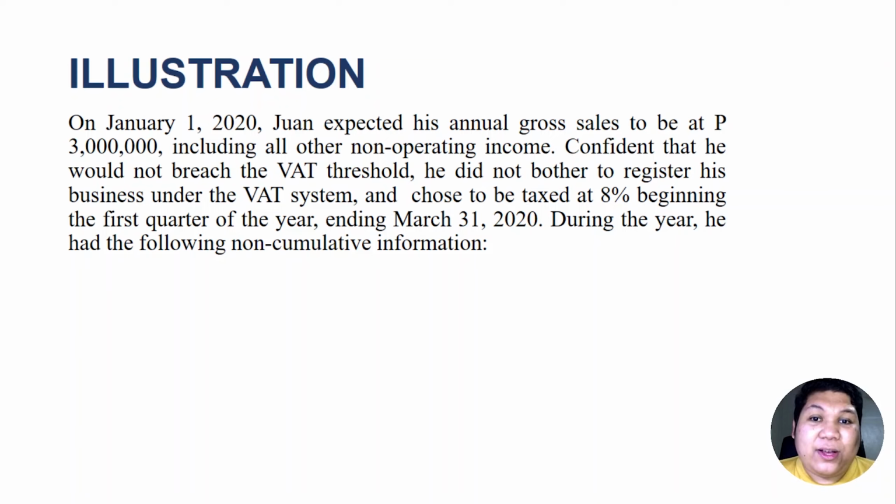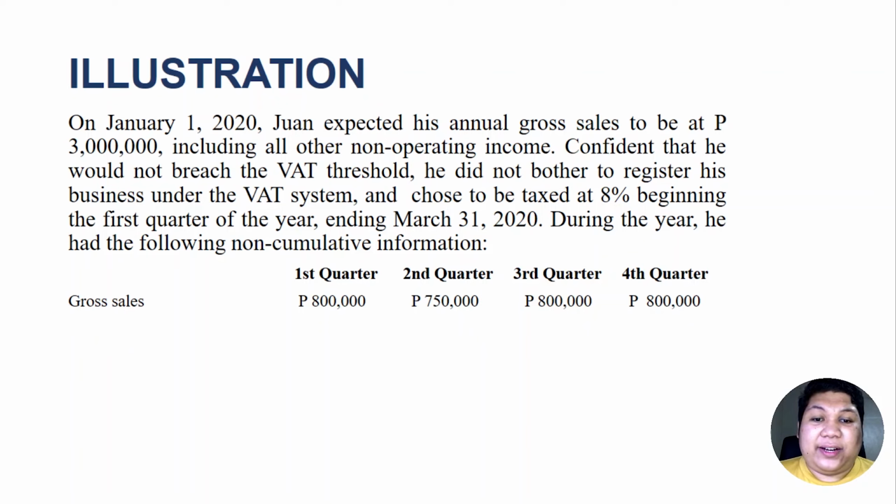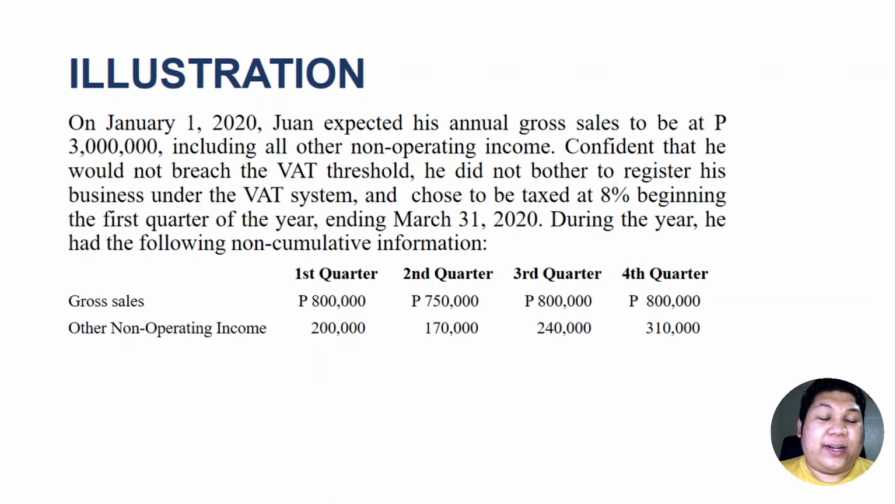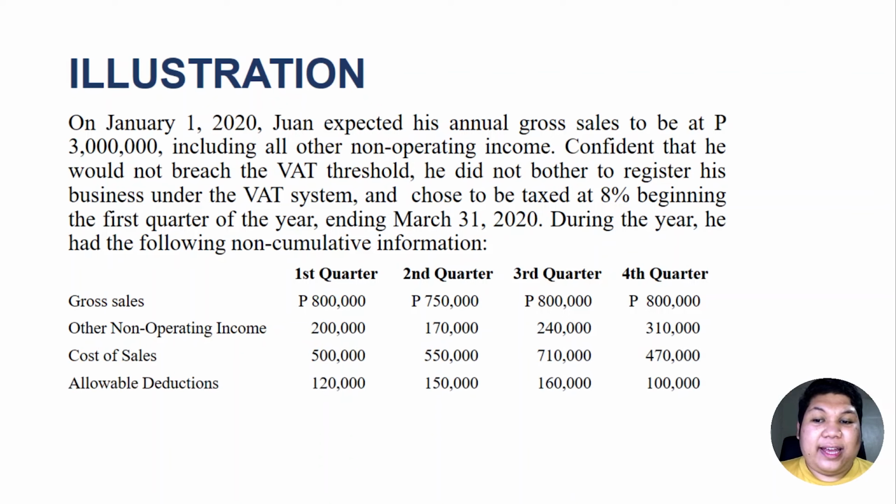During the year 2020, he had the following non-cumulative information. Again, the information below is non-cumulative. For the first, second, third, and fourth quarters, gross sales of 800, 750, and 800,000 pesos, and 800,000 pesos for the fourth quarter. We also have other non-operating incomes of 200,000 for the first quarter, 170,000 for the second quarter, 240,000 for the third quarter, and 310,000 for the fourth quarter. And we also have the cost of sales and allowable deductions from the first to the fourth quarter.